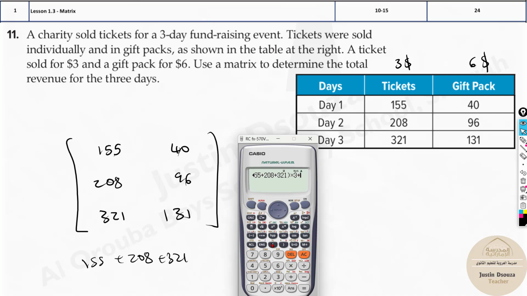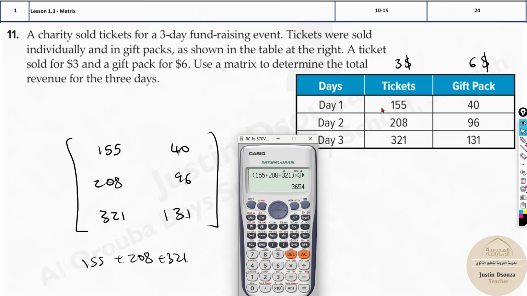So add this with, again a bracket, all the others: 40 plus, add the gift packs which were sold. So 40 plus 96 plus 131, close the bracket and multiply it with 6. So this is the cost for gift packs, isn't it? So the total revenue generated was $3,654 from this particular fundraiser in 3 days.